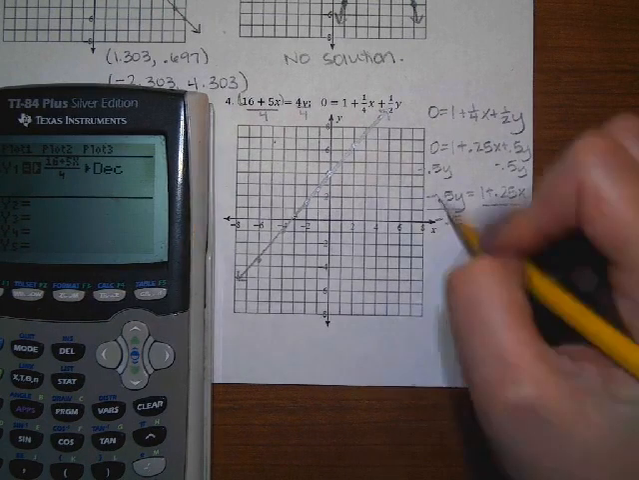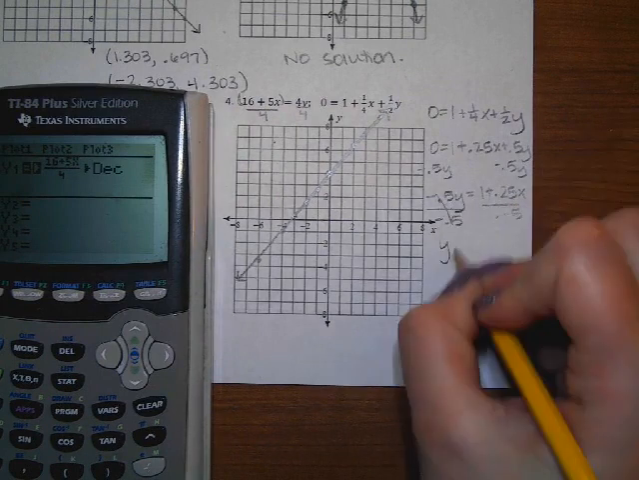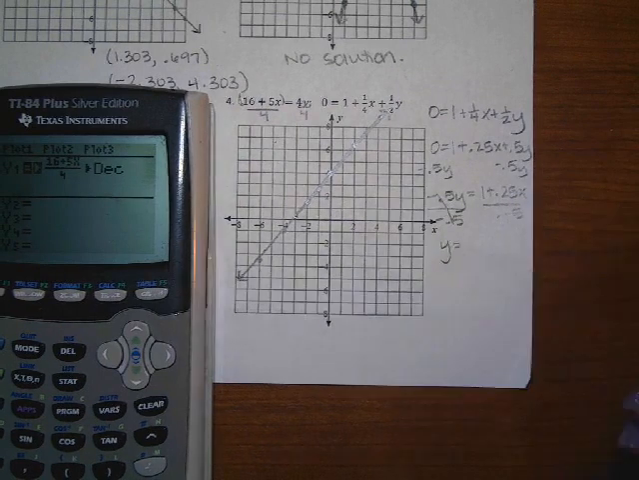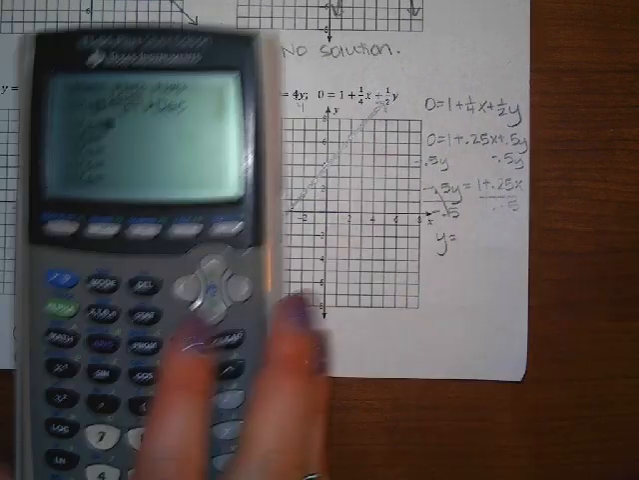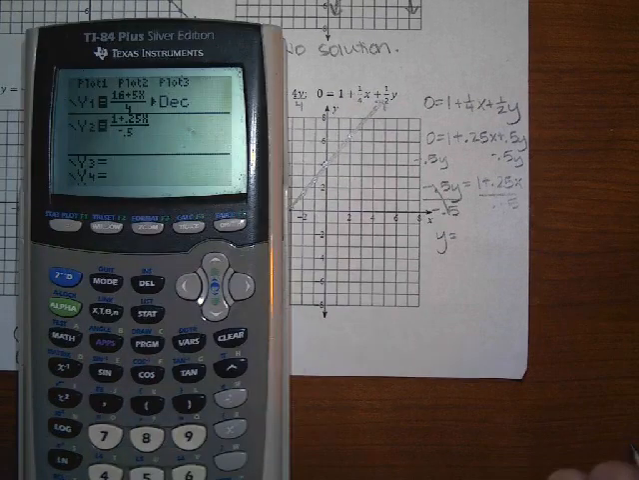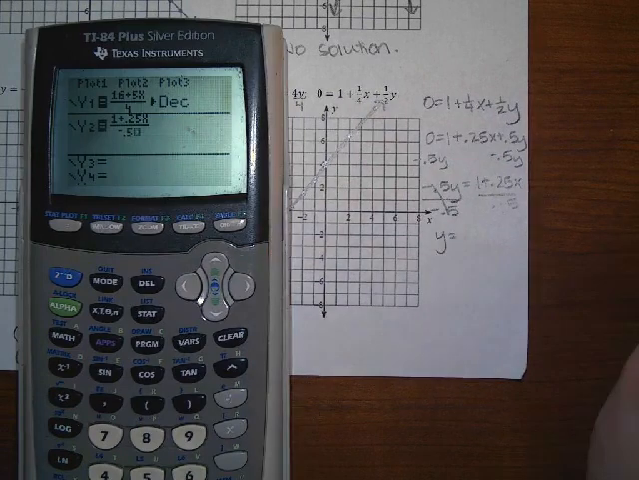Now you can deal with all those decimals, fractions, all that if you want. Or you can type it in just like this. So we've got 1 plus 0.25x divided by negative 0.5. Yeah. The y equals negative 1 over 8x minus negative 0.5. Is that correct? Or did I do it wrong?